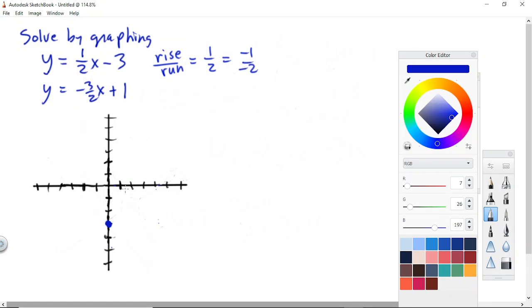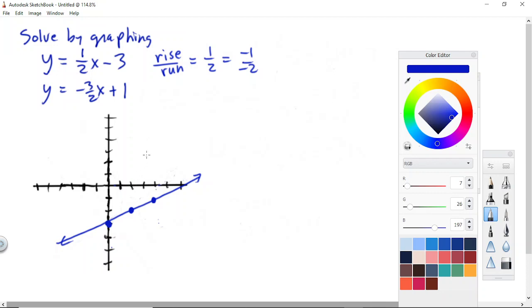So if we use the first one, we go up 1/2 right there. We can do that one more time, up 1/2, to make it a little easier to draw that line. Okay, so see if we can do it. Not bad for the first try.